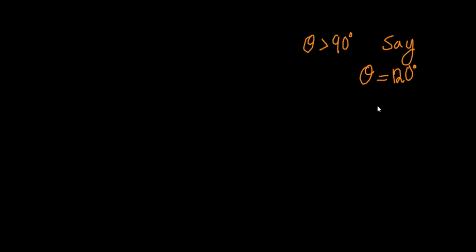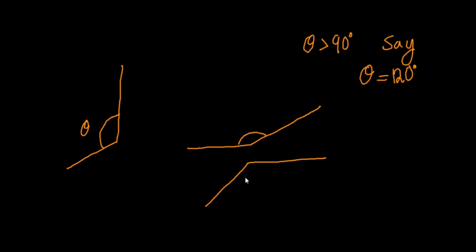So theta, I could draw theta multiple ways if I were just in space here. I could draw it like this, and that's 120 degrees. Or I could orient it like this. I could orient it the opposite of this. I could orient it like this.